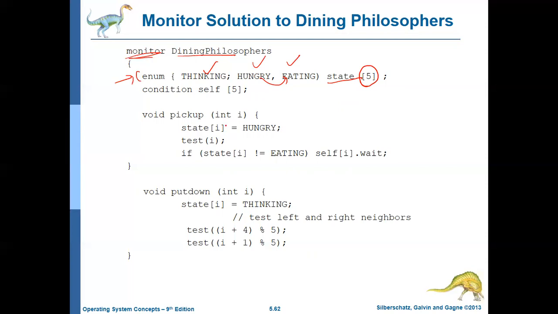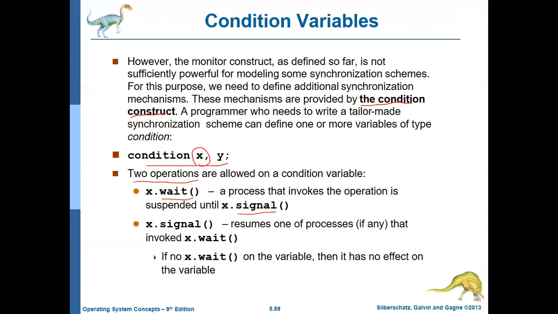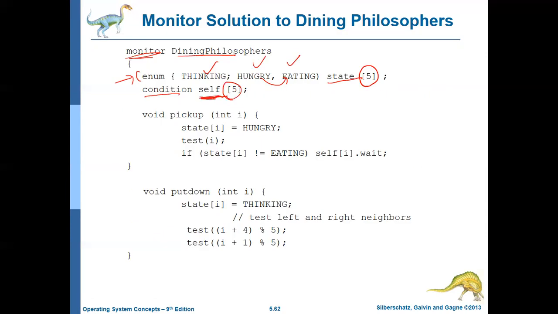Okay. Now, the next thing is we need to define condition variables. We need condition variables for all of them. So we have a condition variable known as self to estimate what they're doing now. And because there are five members, we have five condition variables. In the earlier example, it was only two variables, X and Y, right? Now we have five condition variables.